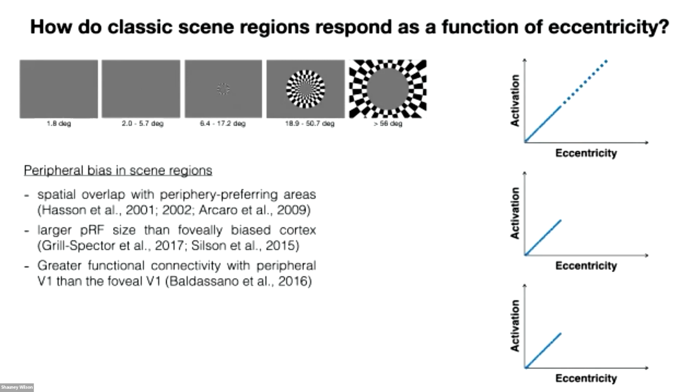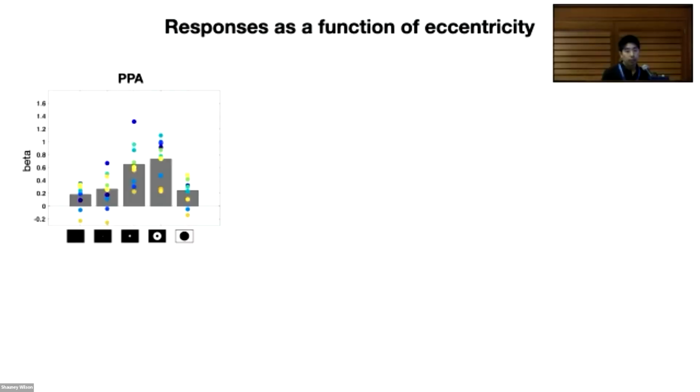First, maybe the activation will keep ramping up as it gets further, or maybe it will go up, then plateau once it gets far enough. Or maybe there is some kind of peak at some particular eccentricity. Okay, so what did we actually find? The PPA showed increasing activation, and then surprisingly, it dropped at the most peripheral condition.